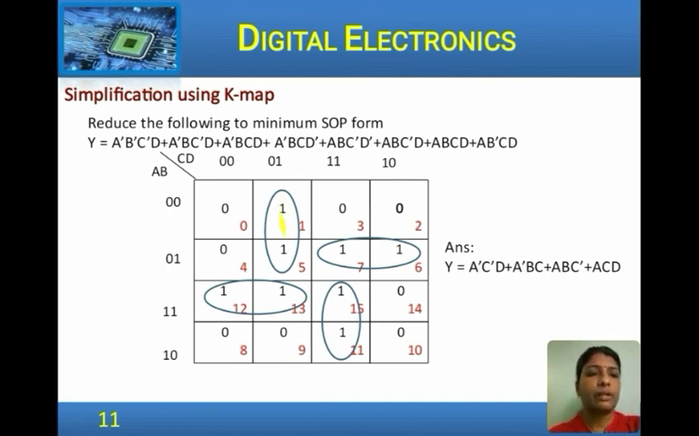Consider the first one here. 0 1 is common for both the cells, and here A is 0, B varies, it is 0 for one cell and 1 for the other cell. So, we will take the common term A is 0, so it is A dash and here C dash D. So, A dash C dash D represents the first product term.